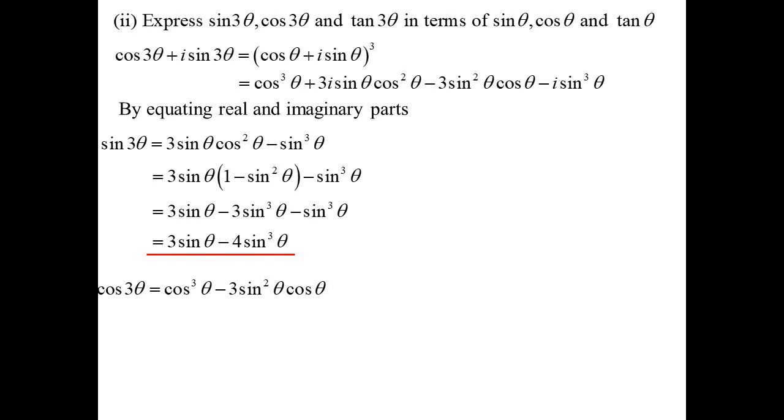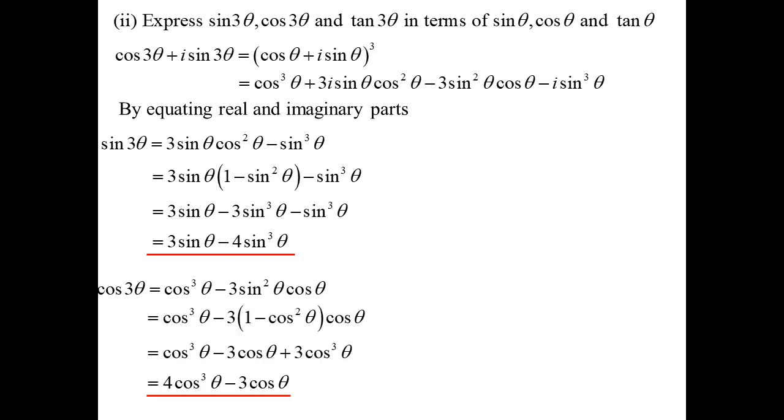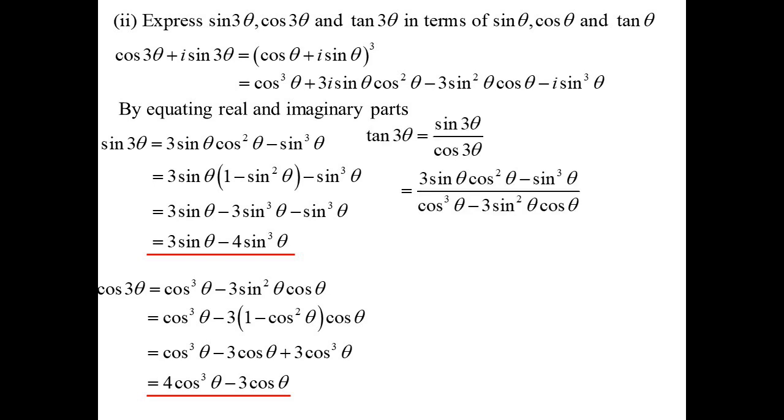Cos 3 theta, again, if I want it just in terms of cos, this time the sin squared, change to 1 minus cos squared, I come up with an expression for cos 3 theta. Also asked for tan 3 theta. Well, tan is sin on cos. Now, the clever way of doing this is to actually use the initial one, not the final one. So leaving it as a mixture of cos and sines.